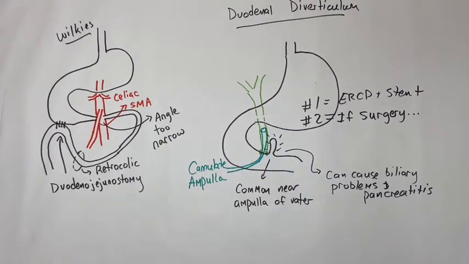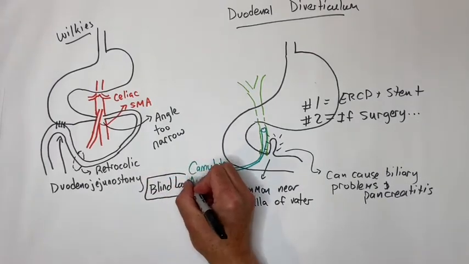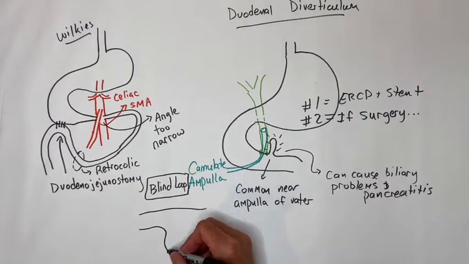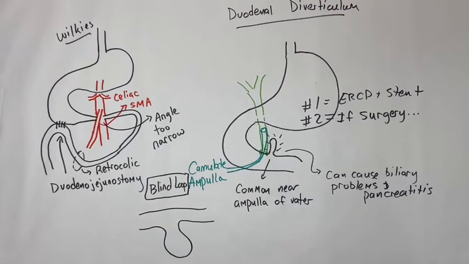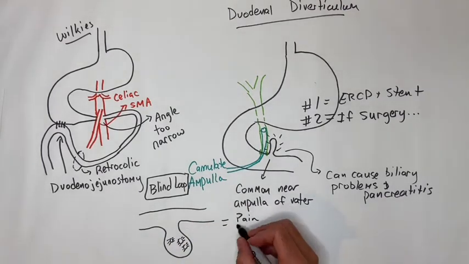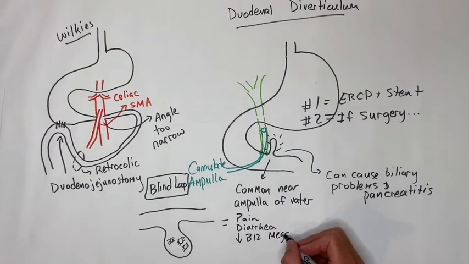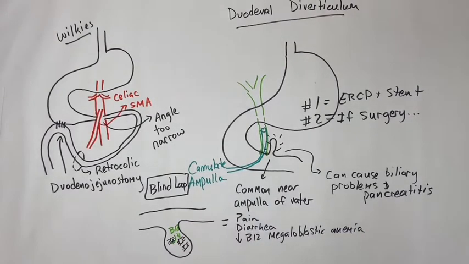Blind loop syndrome can occur after anything that leaves a segment of small bowel with stasis, such as a surgical rerouting or a big diverticulum. The overgrowth of bacteria can cause pain, diarrhea, and megaloblastic anemia from B12 deficiency due to bacteria using the B12 up. Treat blind loop syndrome with antibiotics and B12 supplements.